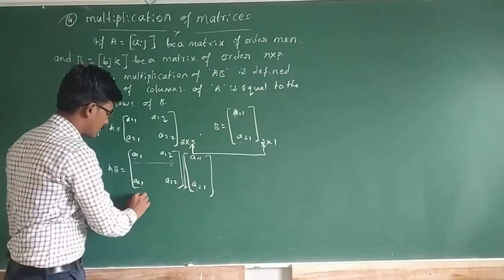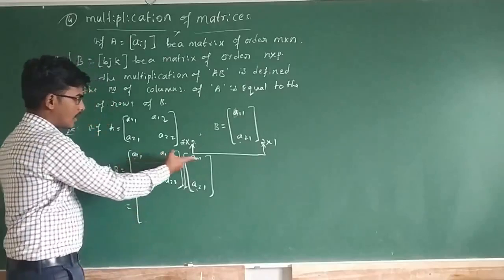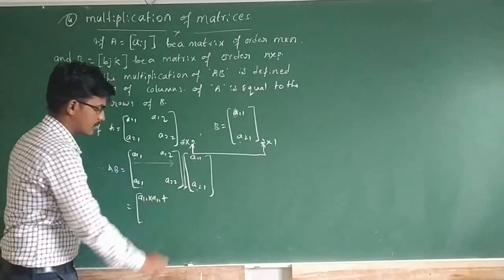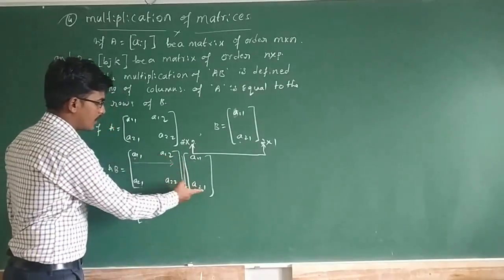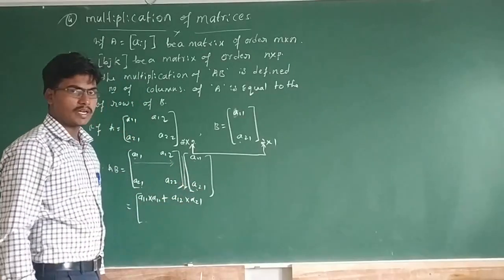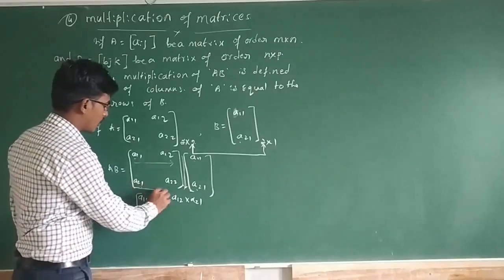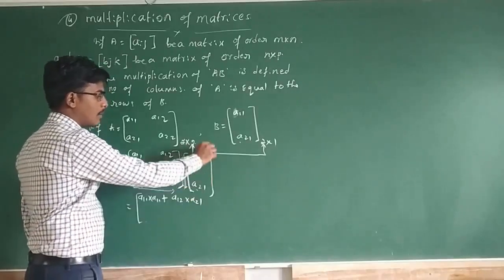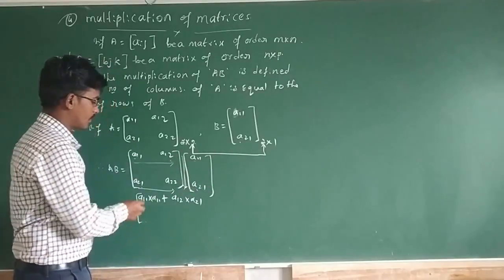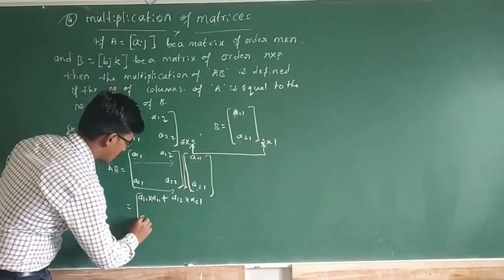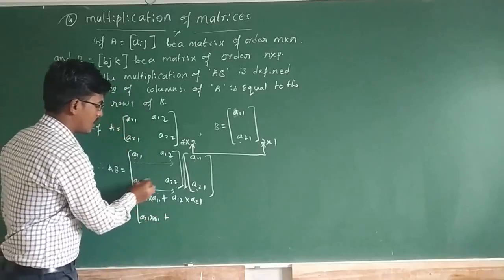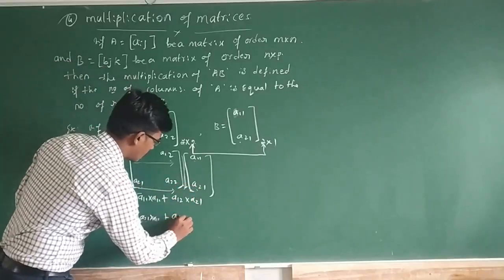So here, which is equal to A11 into B11 plus A12 into B21. First row is completed. Next, second row, multiplied with each column of the next matrix, with addition of corresponding elements. Here, A21 into B11 plus A22 into B21.